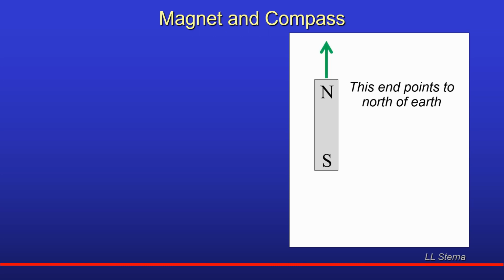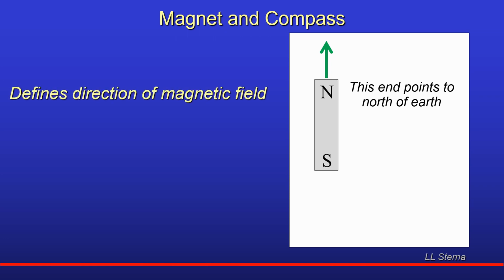So the north end of the magnet points to the northern direction on the Earth. If we draw an arrow pointing north, we also use that arrow to define the direction of the magnetic field. We say the magnetic field points in that direction from the north end of the magnet.